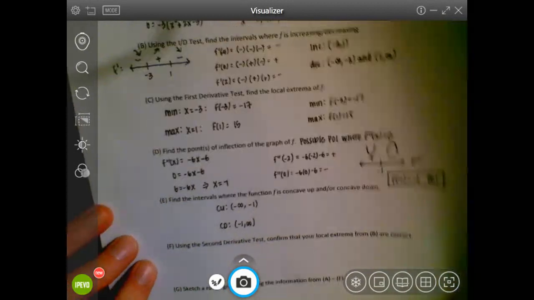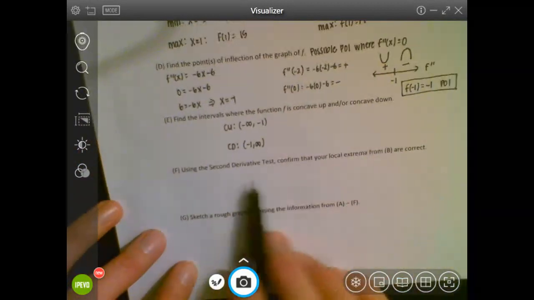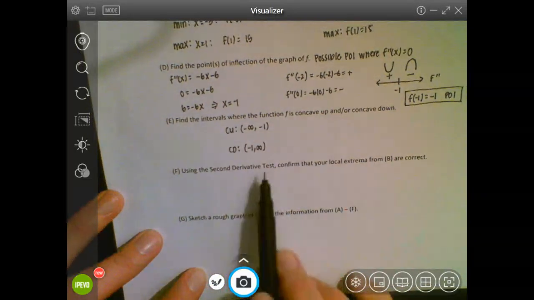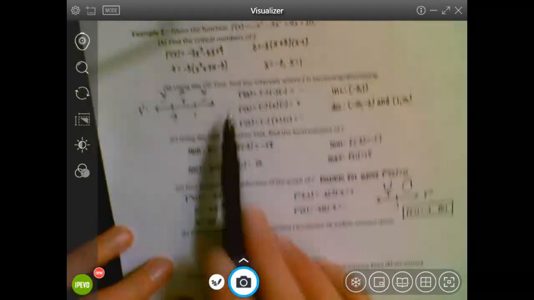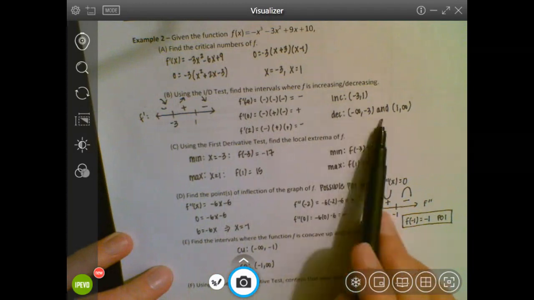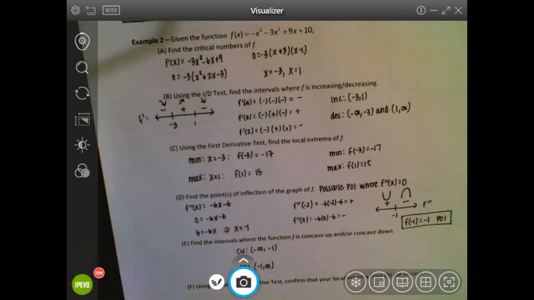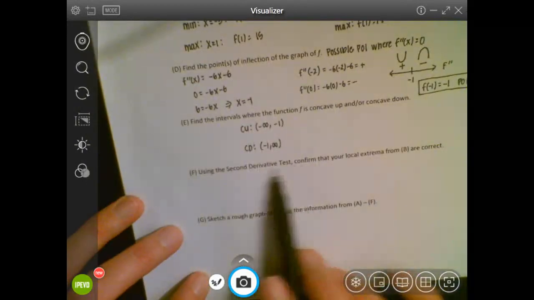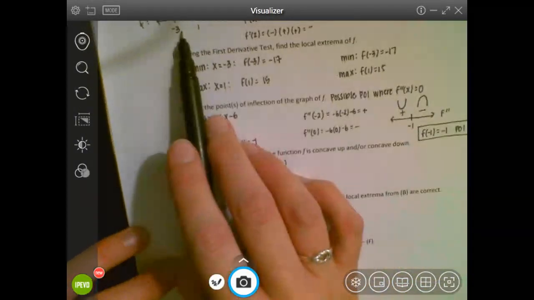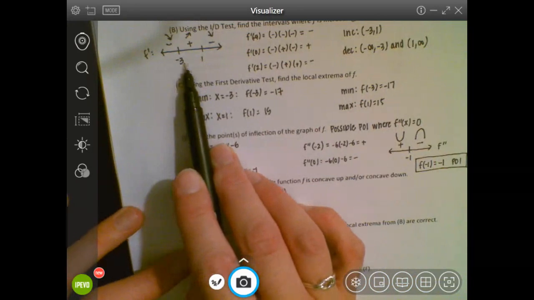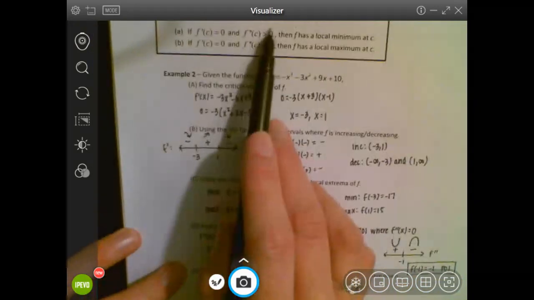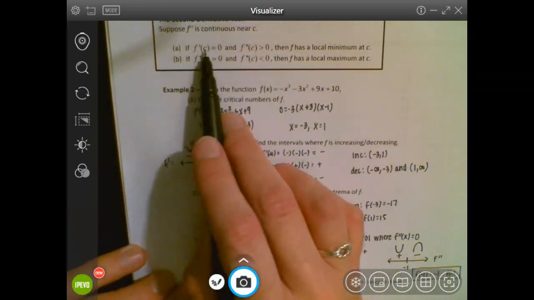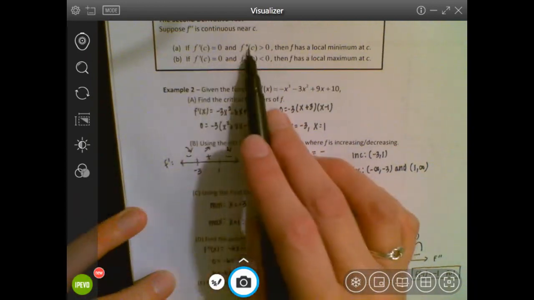So I'm going to talk a little bit about the second derivative test. Like I said, we'll get more into this after break, but I can actually confirm my local extrema for part B, that these are the actual intervals where we should be increasing and decreasing. Basically, that's going to allow me to take these critical numbers, which we got of -3 and 1, and use the rules that I talked through up here. So we want to evaluate the derivative and the second derivative.